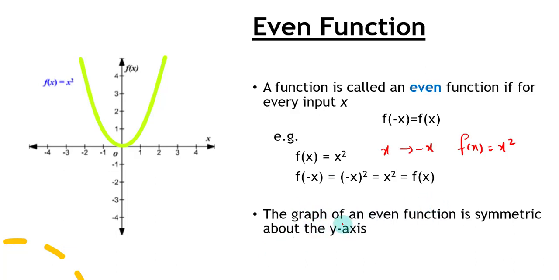The rule of reflecting over the y-axis is to negate the x coordinate. If we have the point (x, y), the rule says that we have to negate the x coordinate and leave the y value the same. You will get (negative x, y). When you do that, you will end up with the same curve along the y-axis.